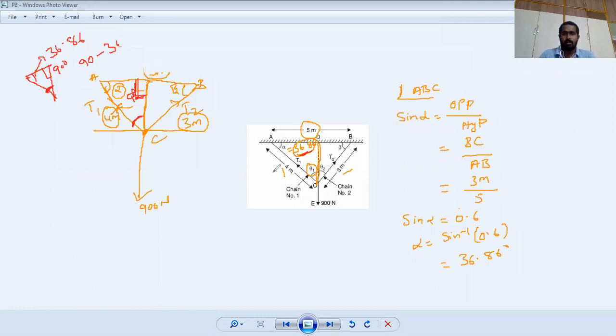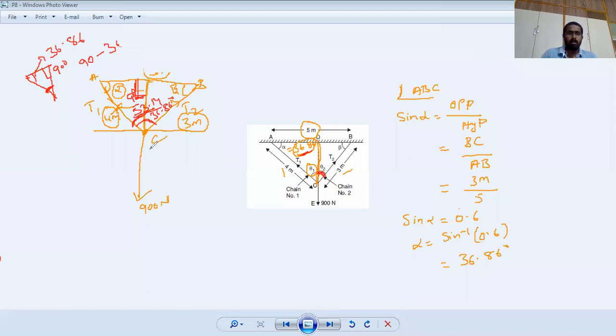53.14. So if this angle is 53.14, then tell me the angle theta 2. Here the total angle is 90, so theta 2 is 36.86.